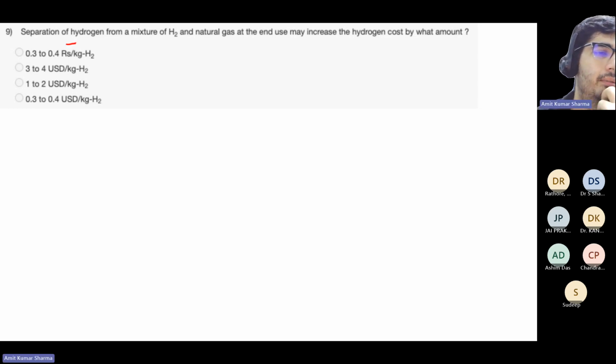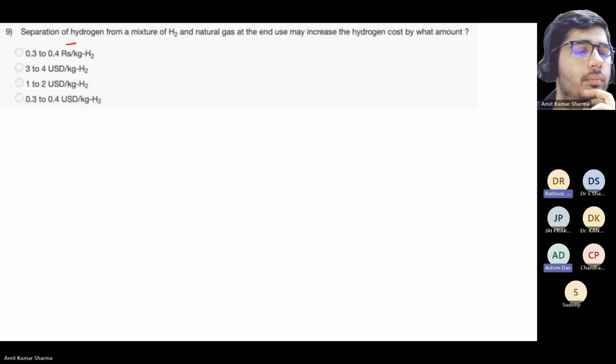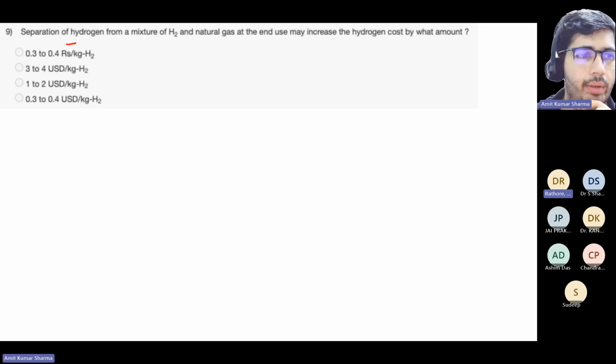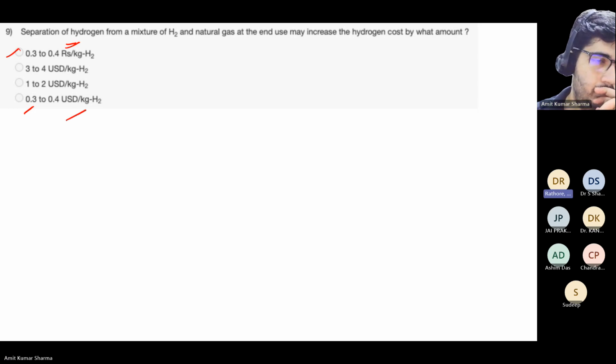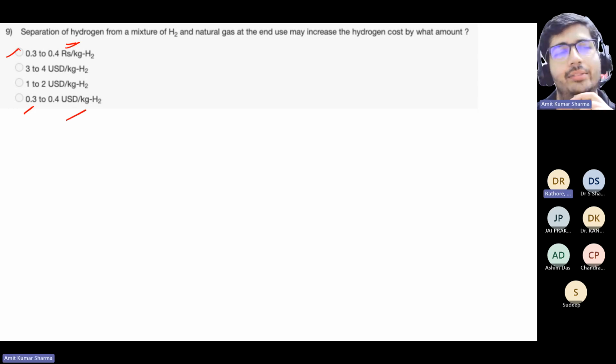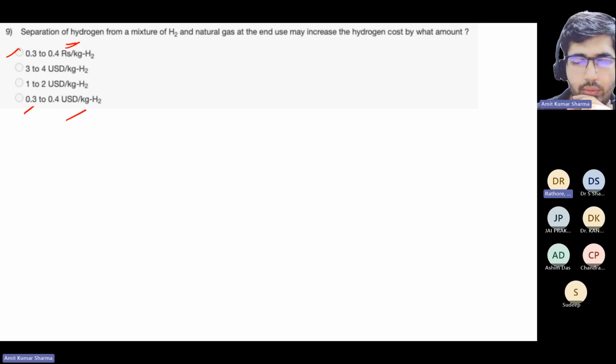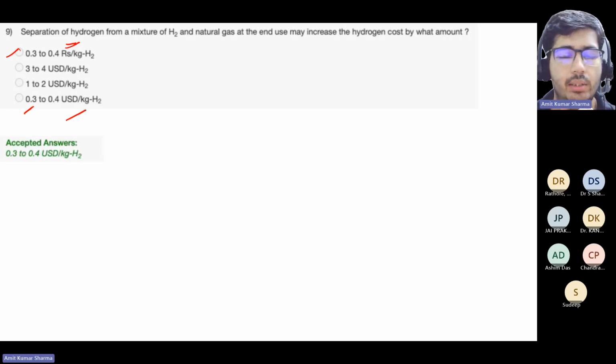In rupees, a dollar, what is the USD? The difference between A and D is that A is in rupees and D is in USD. Then D. Yeah, so it's true. The answer is D.